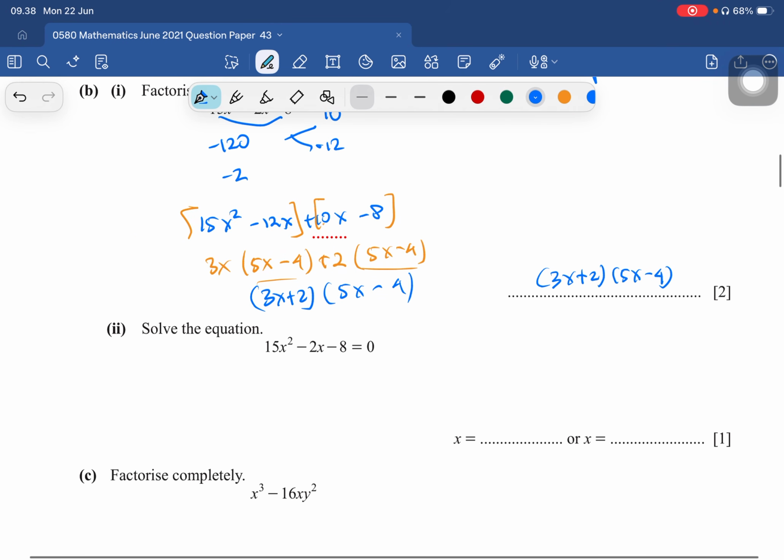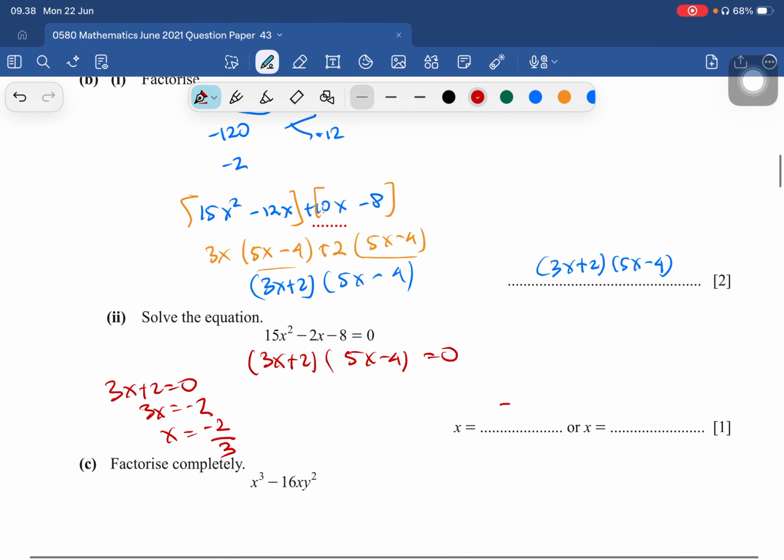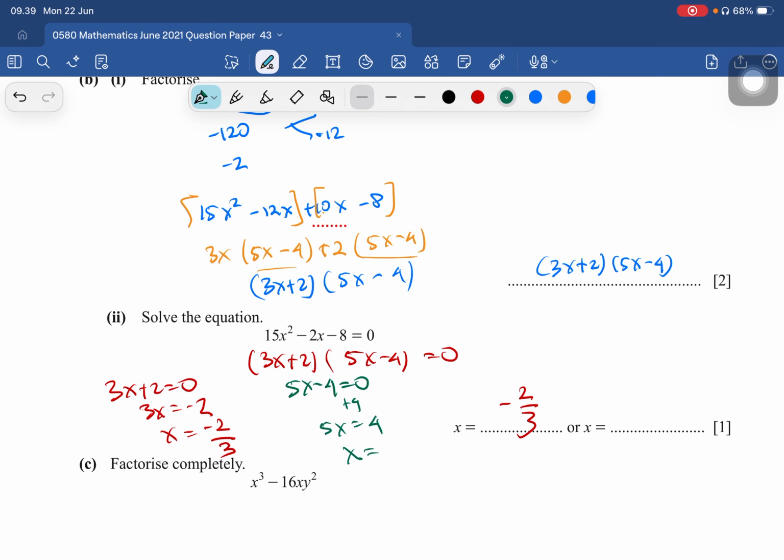Okay, solve the equation. So we got the factorized form here: 3x plus 2 and then 5x minus 4, and make it equal to 0. So first, 3x plus 2 equals 0. Then 3x equals negative 2, then x equals negative 2 over 3. So first is negative 2 over 3. Second one, we got 5x minus 4 equals 0. We add 4 on both sides, so we got 5x equals 4. Then we divide by 5 on both sides, so we got x equals 4 over 5.